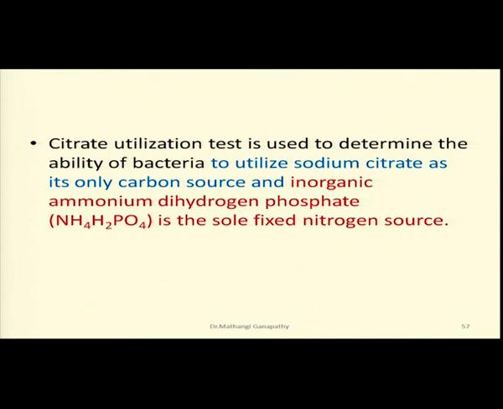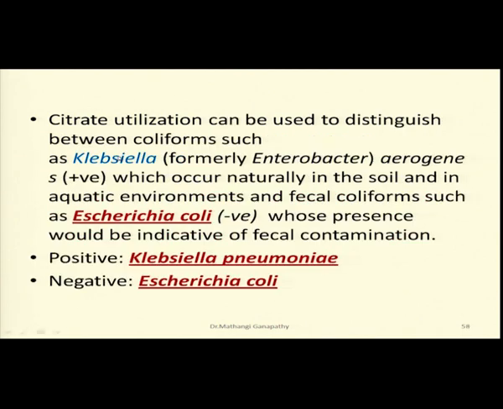If not, it is not going to grow. Citrate utilization can be used to distinguish between Klebsiella aerogenes, which is citrate positive, and Enterobacter aerogenes, which normally occurs in the soil and in the aquatic environment, and is also present normally in the gut microbiota. And then you have the fecal coliform E.